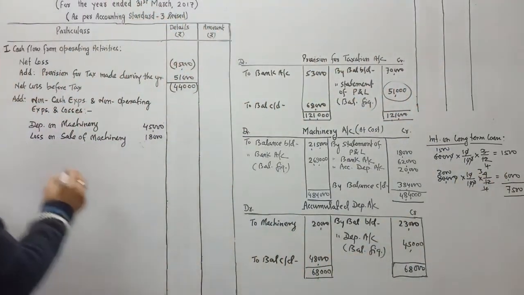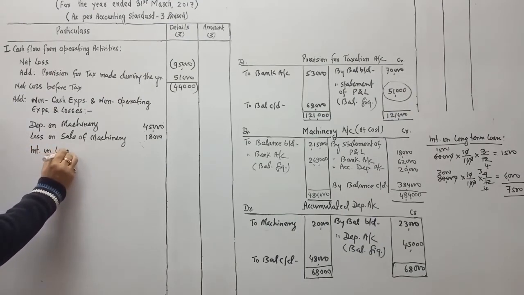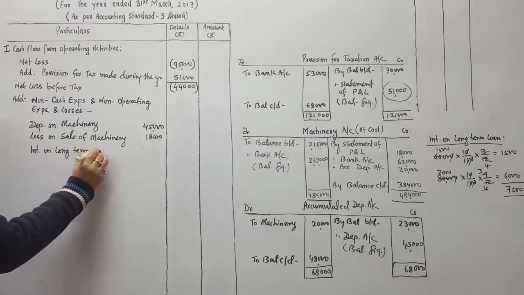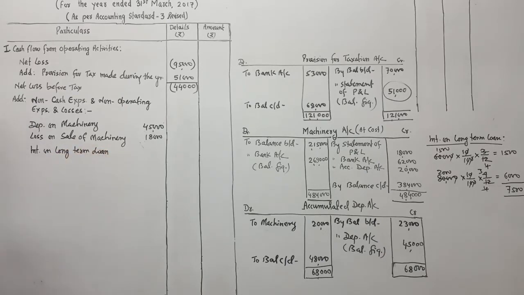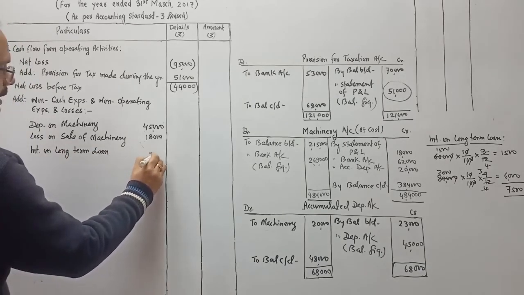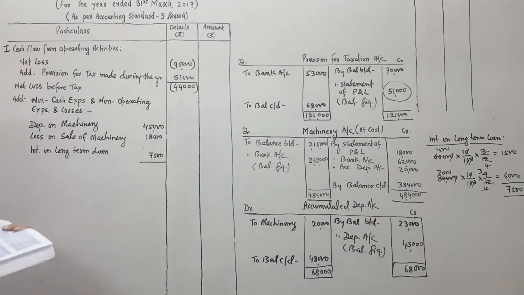So interest on long-term borrowings, the long-term loan, is a non-cash, non-operating expense. It's a non-operating expense, that is 7,500.